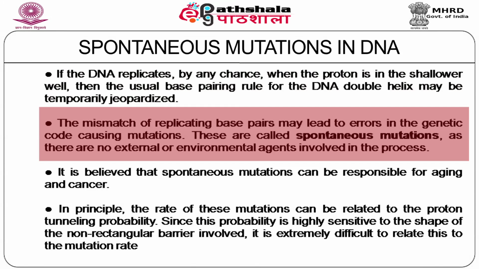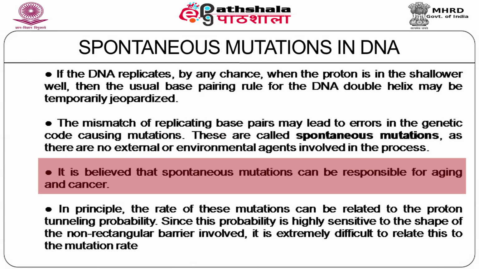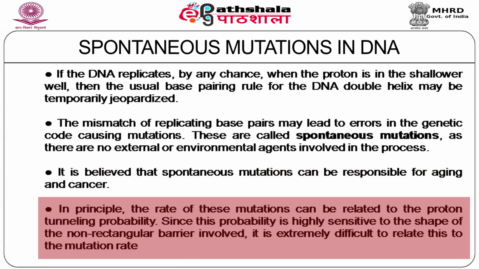If this happens, the mismatch of replicating base pairs may lead to errors in the genetic code, causing mutations. These are called spontaneous mutations, as there are no external or environmental agents involved in the process. It is believed that spontaneous mutations can be responsible for aging and cancer. In principle, the rate of these mutations can be related to the proton tunneling probability. Since the probability is highly sensitive to the shape of the non-rectangular barrier involved, it is extremely difficult to relate this to the mutation rate.